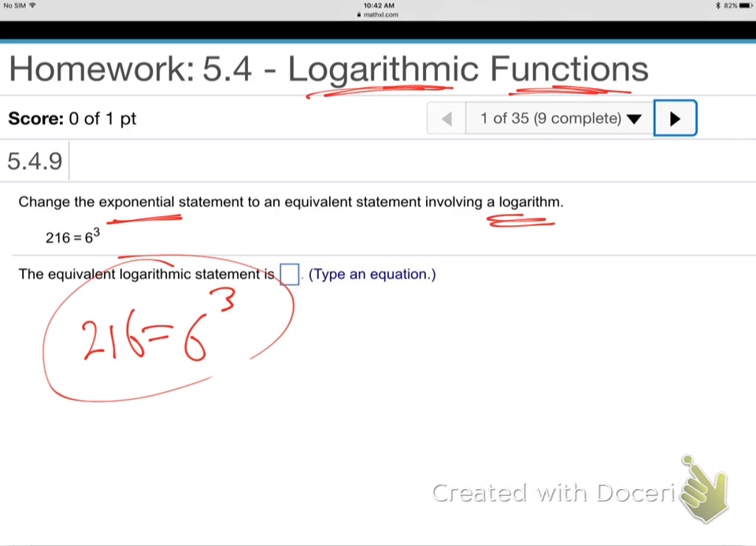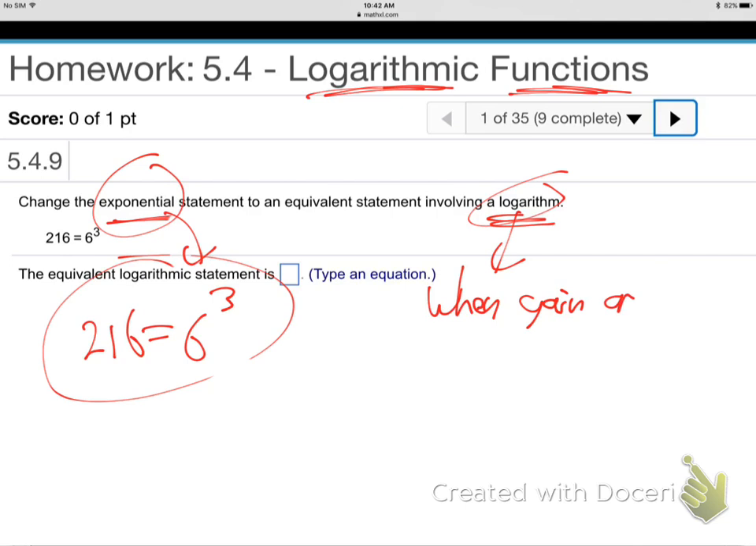Like me saying one or uno. I'm saying the same number in two different languages. Here I'm saying a truth in exponential language, power language. Now they want me to say the truth in log talk. Well, how does that work? Here's what you do. I'm going to write it this way.